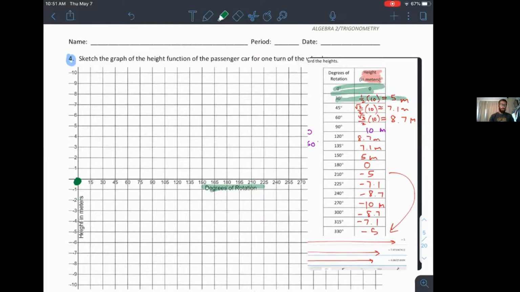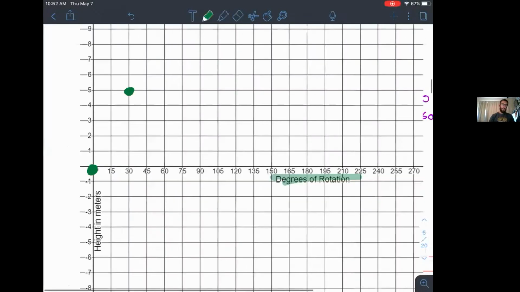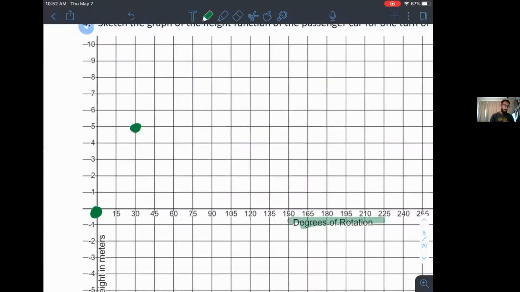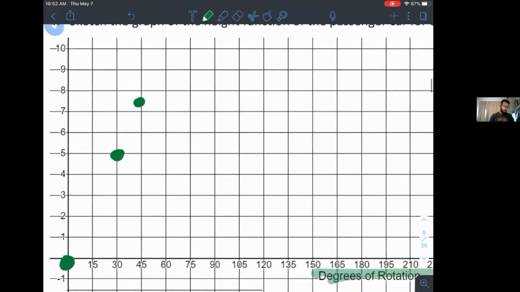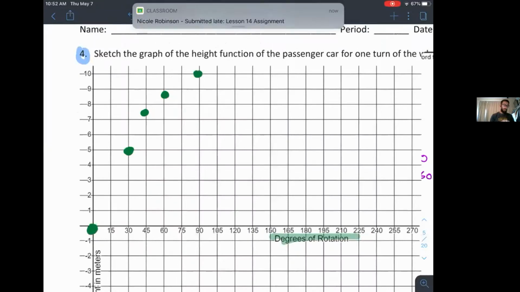Okay, next one up: 30 degrees, 5 meters. So I'm going to go over to 30 degrees and up to 5. And I'm going to do this much quicker now. Ready? 45 and 7.1, maybe right about there. My next point is going to be at 60 and 8.7. And my last is at 90 and 10.